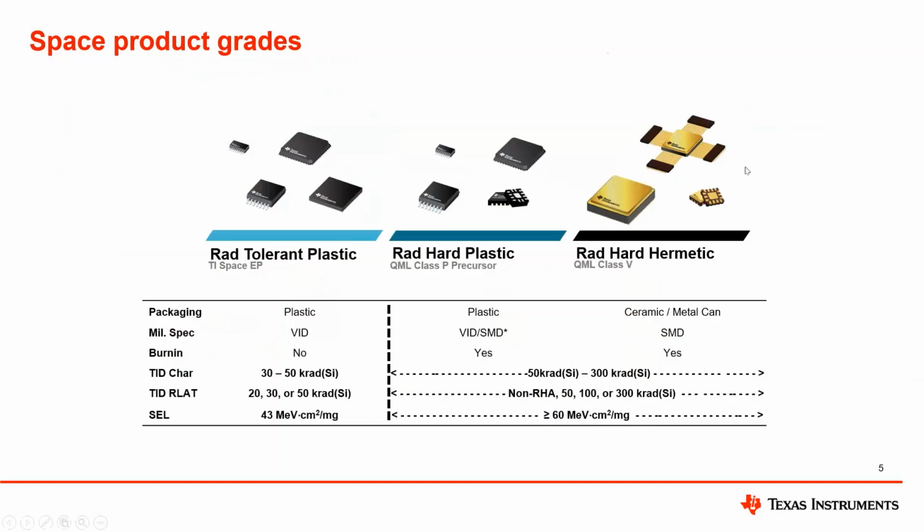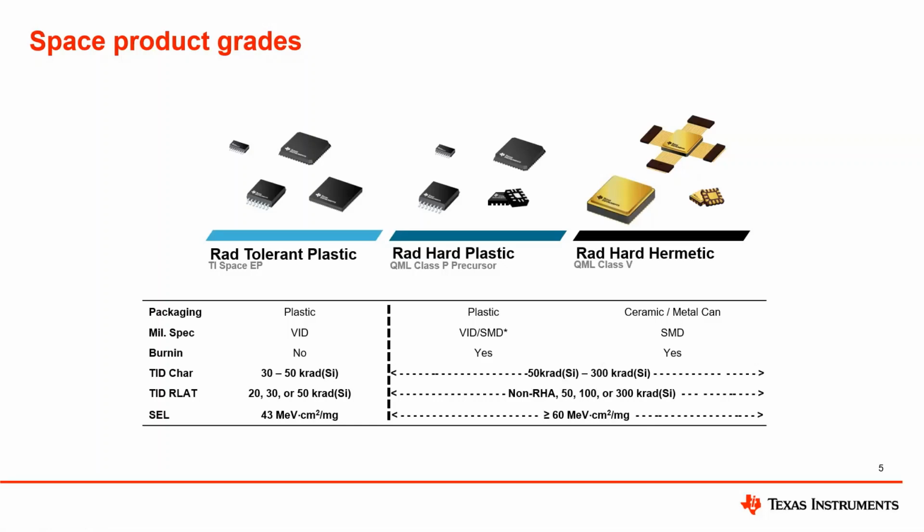So with this, TI really offers two types of product grades. On the right here is our rad-hard hermetic. Then on the left here is the rad-tolerant plastic. In the middle, this is rad-hard plastic. This was recently ratified by the DLA back in November. We'll certainly have a lot more products coming in the near future that follow this kind of grade. However, for today, I'll be discussing mainly rad-hard hermetic and rad-tolerant plastic devices.